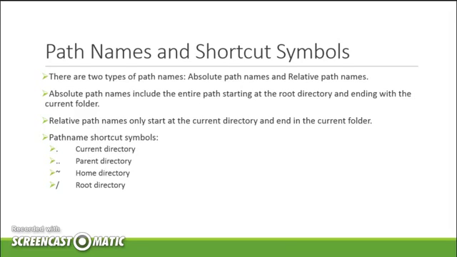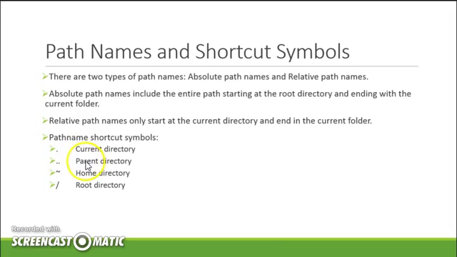Alright, and the path name shortcut symbols. You've actually seen a few of these, but I've not necessarily explained to you what they are until now. The current directory shortcut symbol is just a period. So if you ever wanted to change the directory to the current directory you're in, let's say that you are inside of a folder inside of the current directory, and you just want to go back to the current directory and see all the folders that you have to work with, you just hit cd space period.